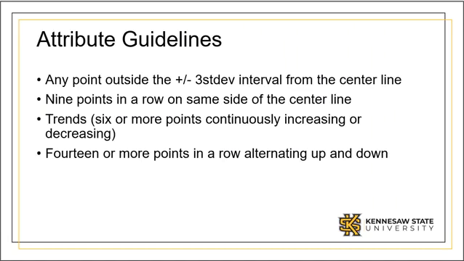Attribute chart guidelines for special causes are fewer, yet shared with some of the guidelines mentioned earlier. They include any point outside the plus or minus 3 standard deviation from the center line, 9 points in a row on the same side of the center line, somewhat similar to a shift in the process, 6 or more points continuously increasing or decreasing, and finally, 14 or more points in a row alternating up or down.